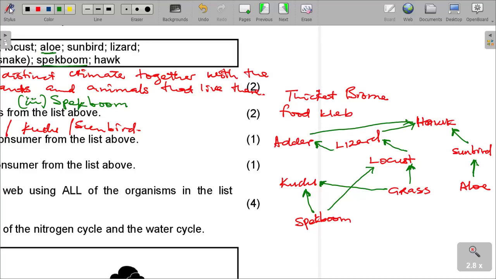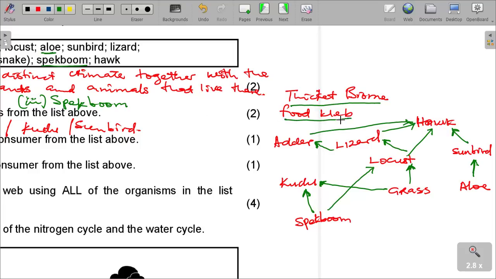So as you can see, we can also just have it like that. Even the locust can also be eaten by the hawk straight, like that. And then what else can we give there? These are the different relationships, the different interactions, that are shown in a thicket biome food web.